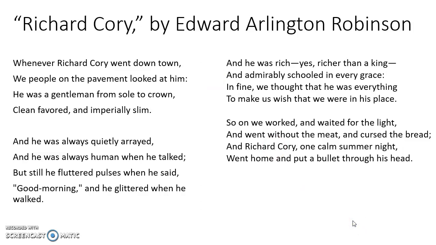So whenever Richard Cory went downtown, we people on the pavement looked at him. He was a gentleman from sole to crown, clean-favored and imperially slim. And he was always quietly arrayed, and he was always human when he talked, but still he fluttered pulses when he said good morning, and he glittered when he walked. And he was rich, yes, richer than a king, and admirably schooled in every grace. In fine, we thought that he was everything to make us wish that we were in his place. So on we worked, and waited for the light, and went without the meat, and cursed the bread, and Richard Cory, one calm summer night, went home and put a bullet through his head.